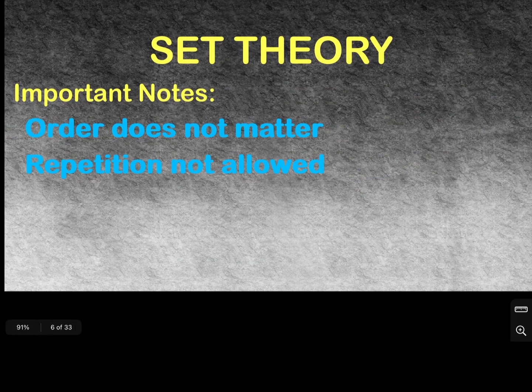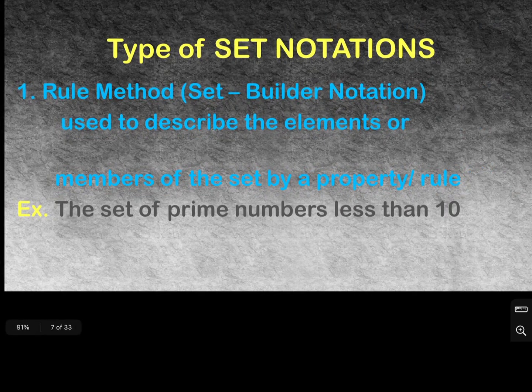So, important reminders for set theory: order doesn't matter and repetition is not allowed. The order can be scrambled inside the set. There are two types of set notation. First, the rule method or set builder notation. It is used to describe the elements or members of the set by a property or rule.